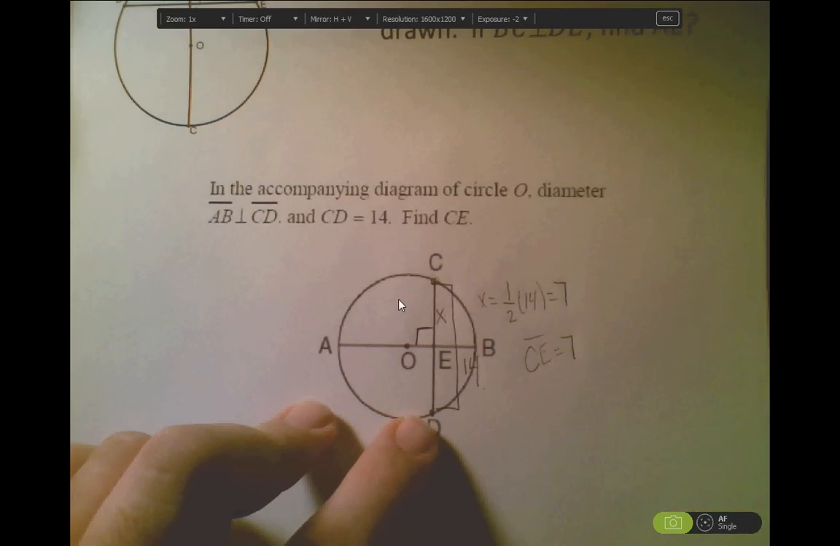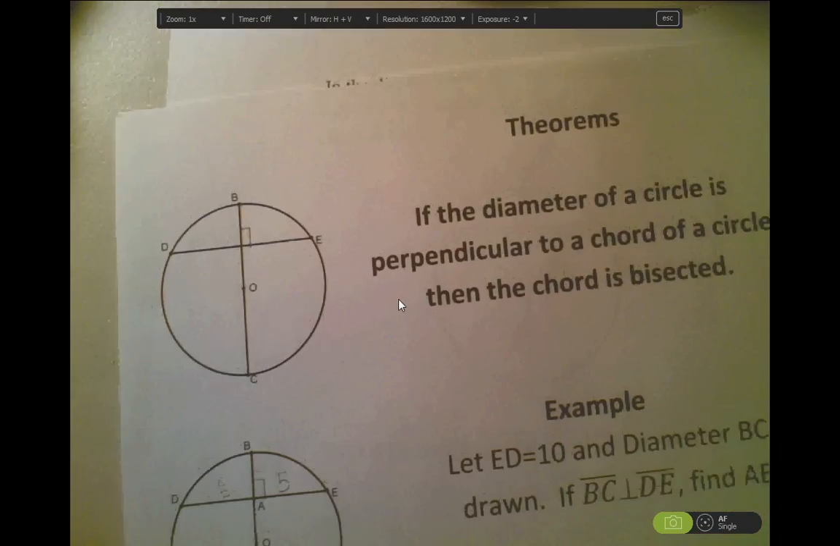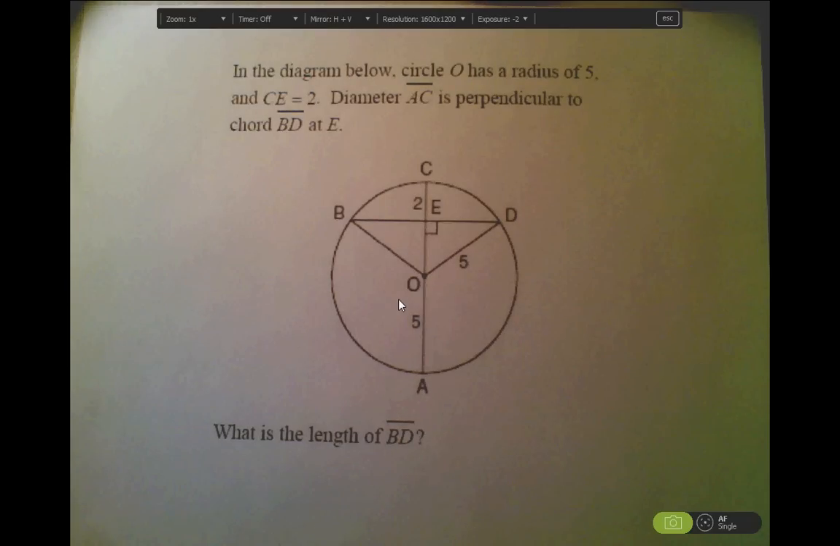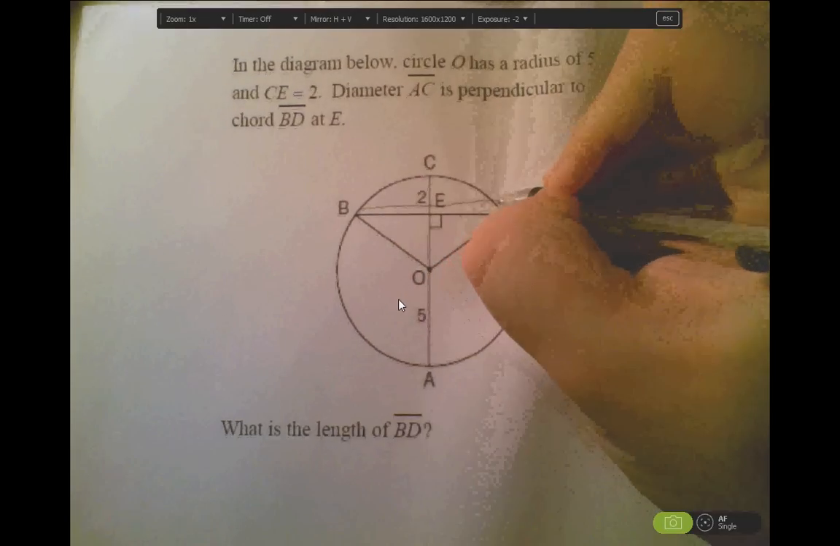Okay? Alright, now let's take a look at one more problem. In the diagram below, circle O has a radius of 5 and CE is 2. Diameter AC is perpendicular to chord BD at E. Wow, a lot of words there, but they actually gave you a diagram with all this information on it already. They're telling us we're looking for BD, and since we don't have any X's involved, I'm going to put a little X here to represent this is what we're looking for.